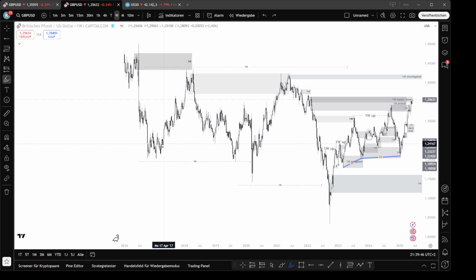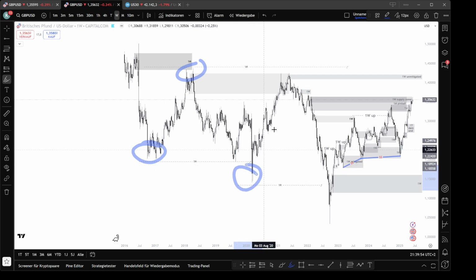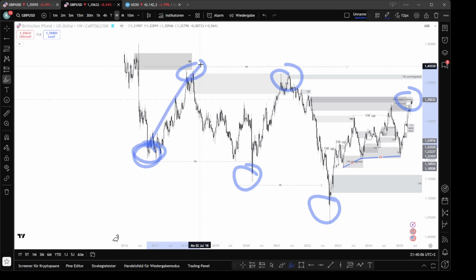Simple as that. This low created this high. Anything within is an internal structure. Then this high created this low. This low created this high. This high created this low. This low created this high. So basically, anything within this swing low and this swing high is what we call internal structure or internal liquidity.